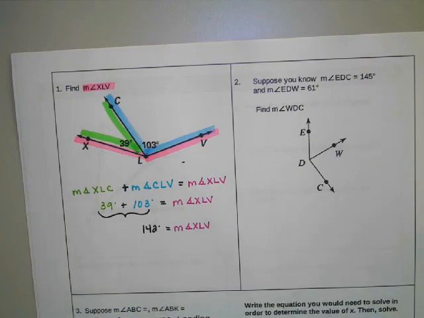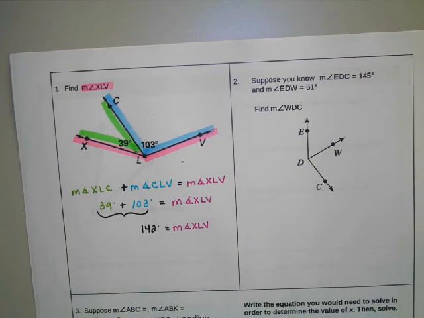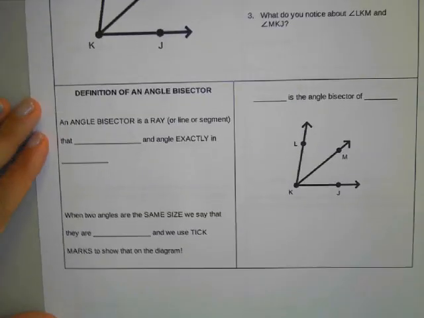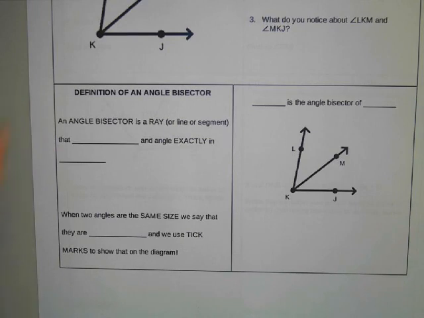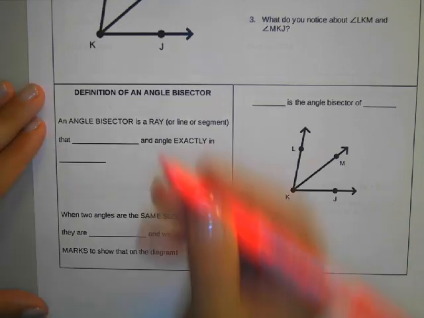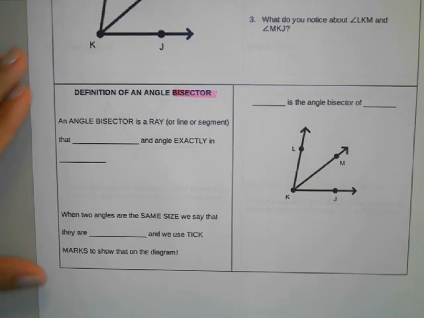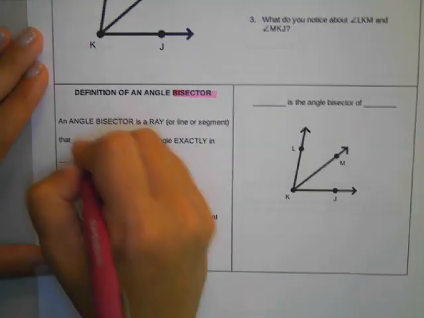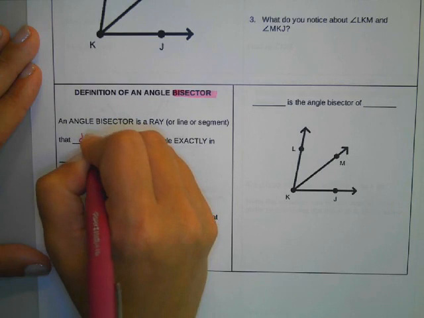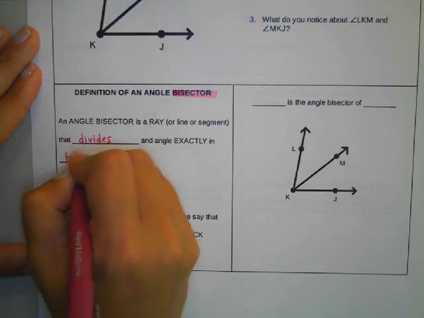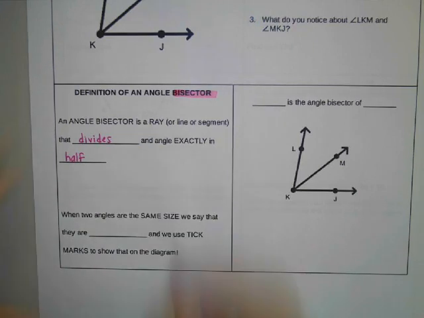Now, let's go over to the next page, and we're going to talk about something called an angle bisector. The word bisect in geometry means to divide something exactly in half. So an angle bisector is a ray or a line or a segment that divides an angle exactly in half. So it's literally exactly in the middle.